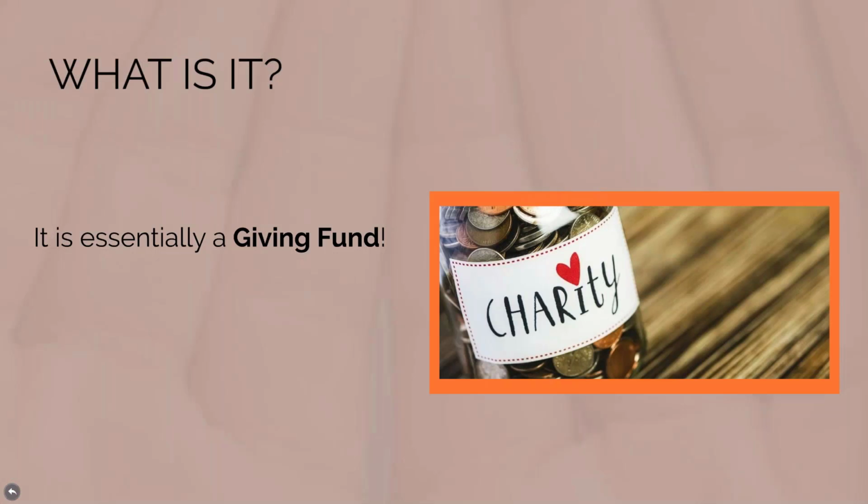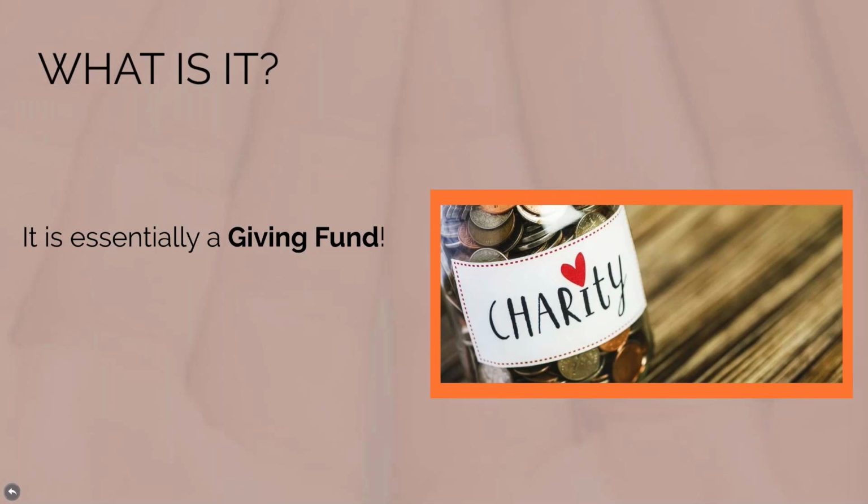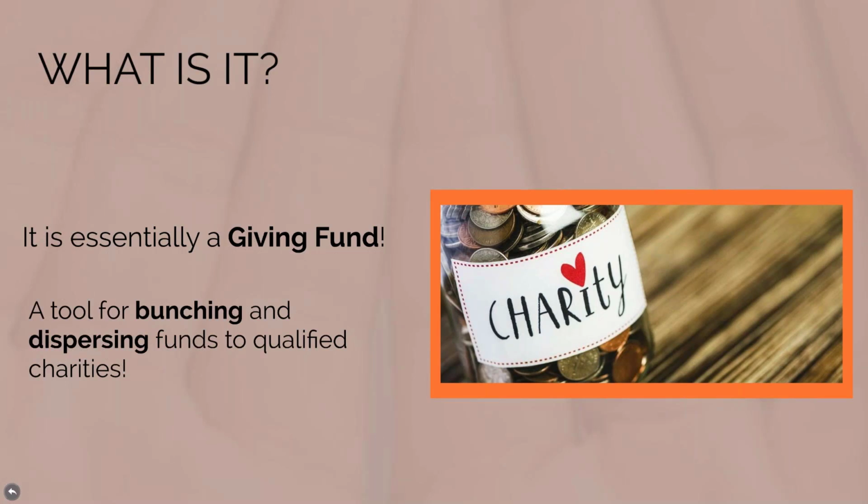What is a donor advised fund? Well, just think of it very simply as a giving fund, because that's what it is. And just as important, it is a tool for bunching and dispersing funds to your qualified charities, which we talked about in part two, is the bunching strategy. And this is the ideal tool to use to accomplish that.